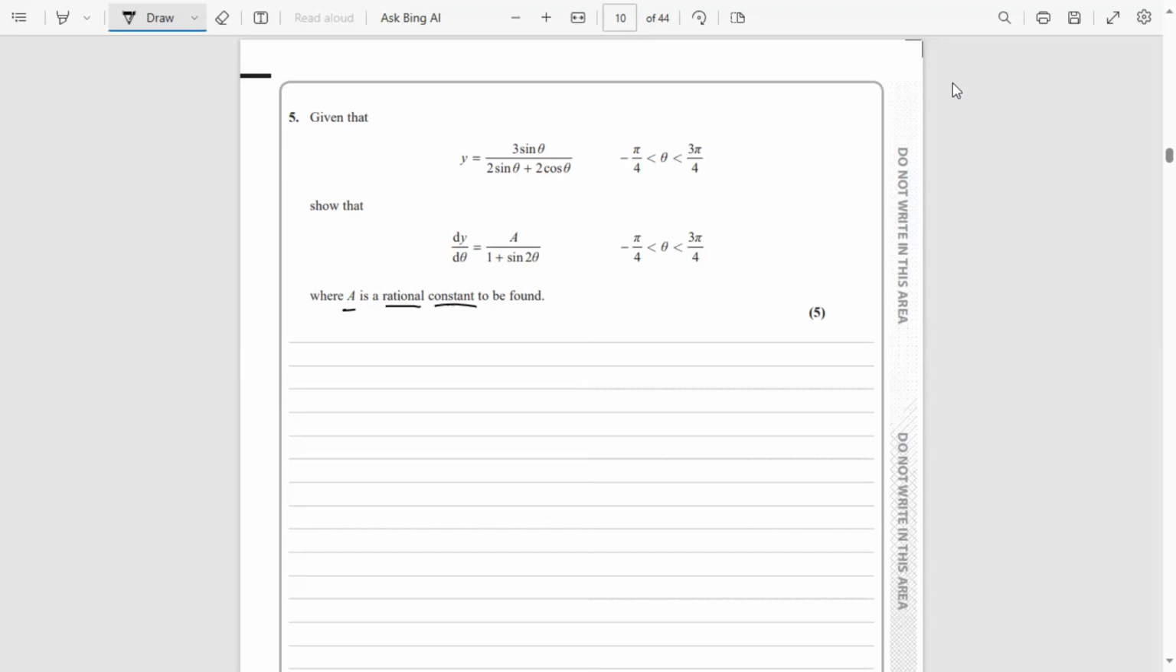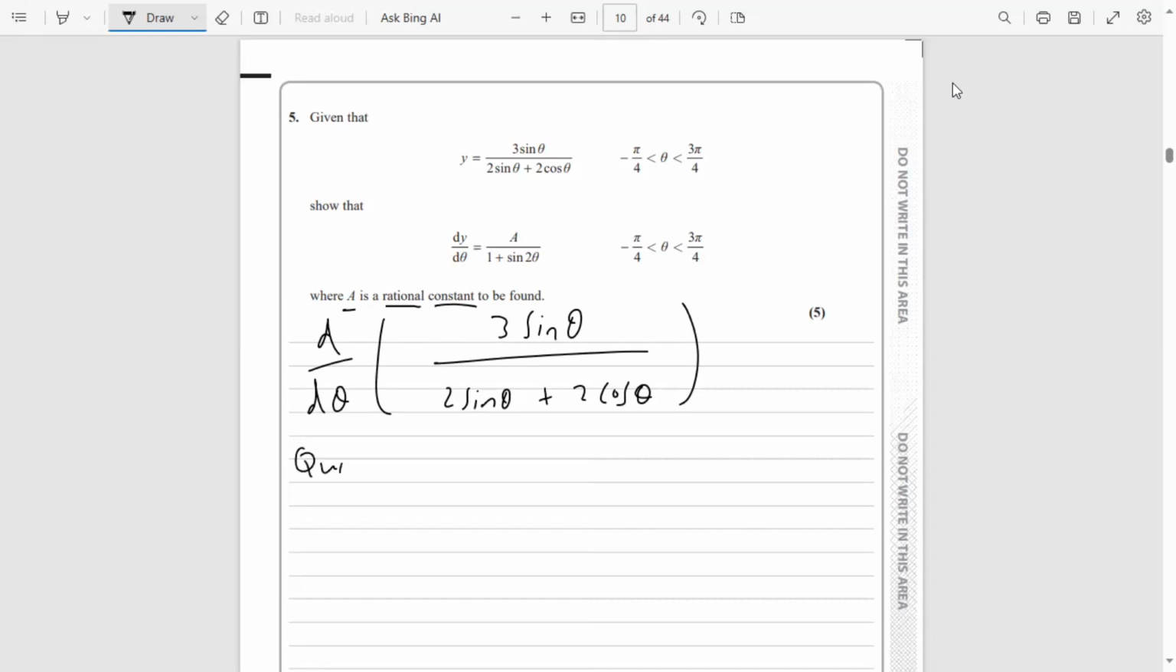Okay, so it's differentiation, so we're going to be differentiating this fraction, 3 sine theta over 2 sine theta plus 2 cos theta. And when you want to differentiate a fraction of two functions, in other words a quotient of two functions, we use the quotient rule. In your formula book, you get the quotient rule, and it looks like this.